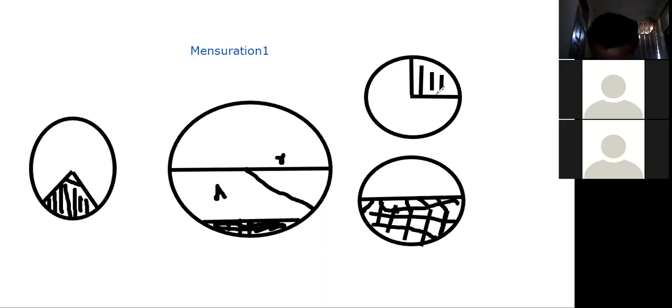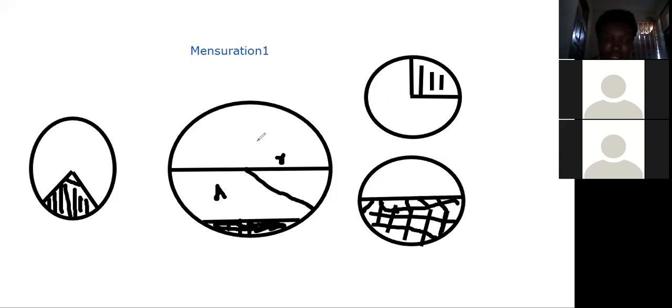Now when you have something like this, I've already spoken about the radius and so on. Here we talk about the quadrant. That's 1/4 of the area of the whole circle. So this is a quadrant.